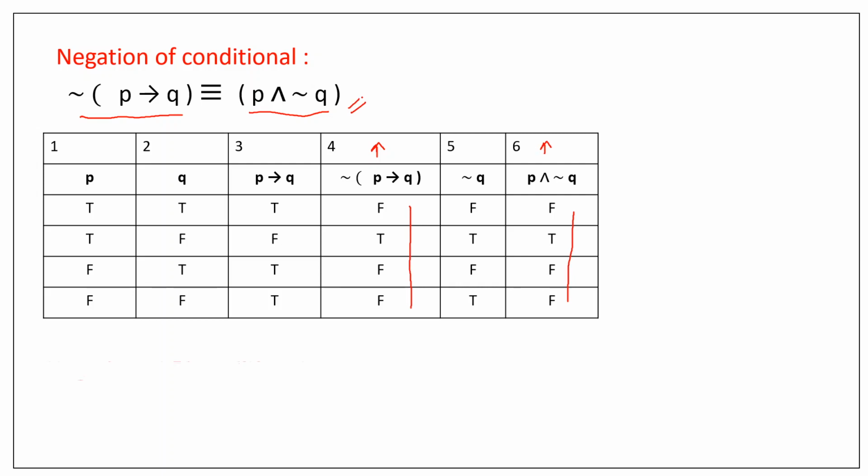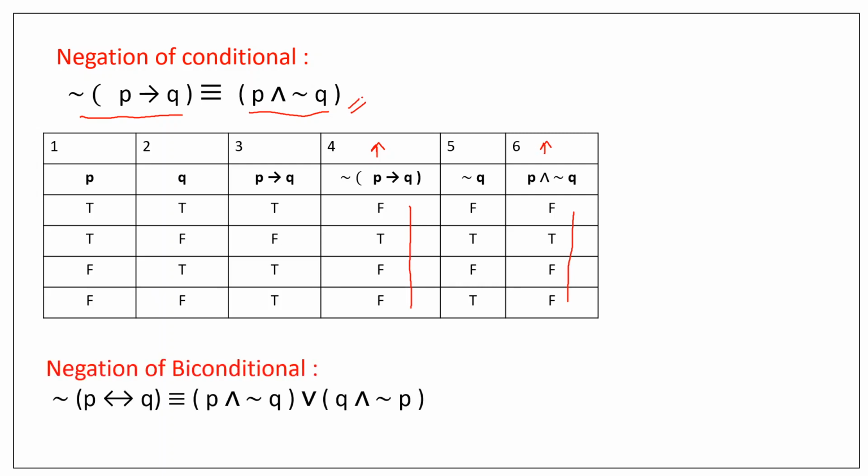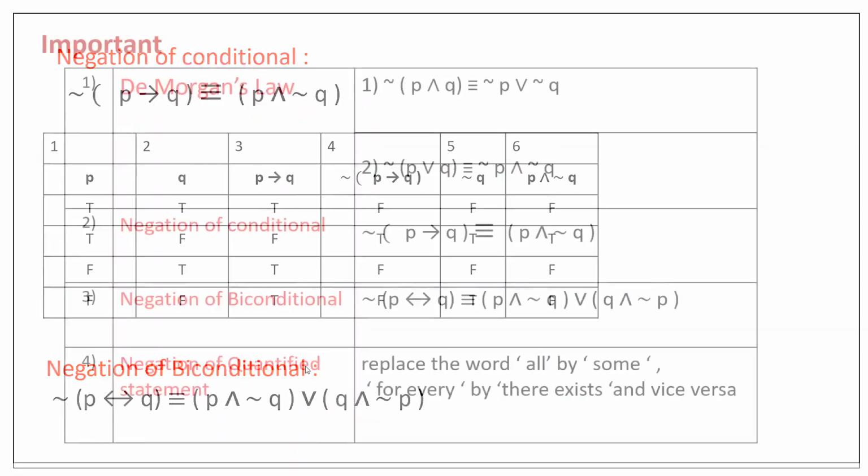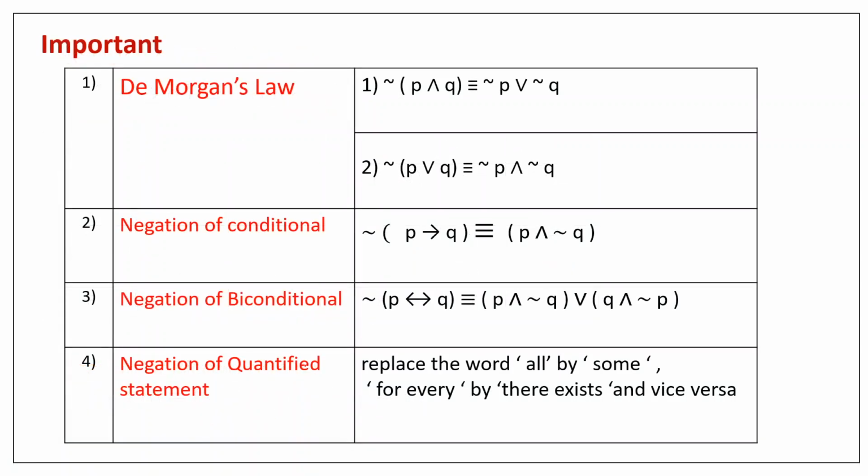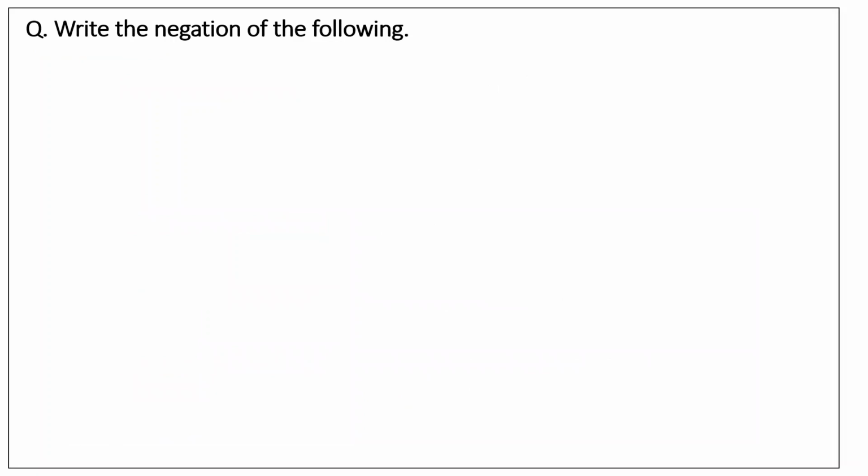Next is negation of biconditional. Negation of P double implies Q is equivalent to P and negation Q or Q and negation P. So you have to remember these laws. These are the laws which are very important. So we solve some examples.